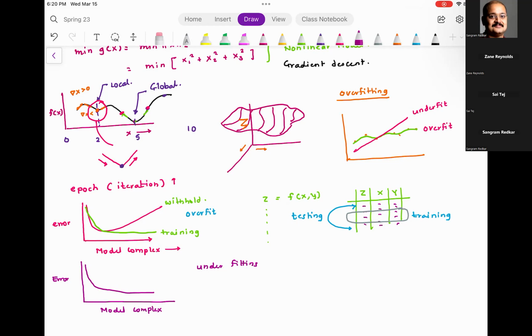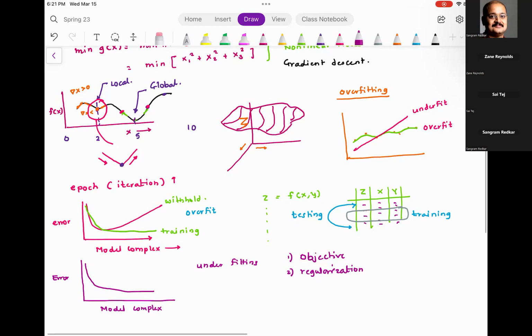Now, objective function, what we are trying to optimize, are we optimizing with respect to cost? Are we optimizing with respect to time? Or what is our aim? So objective function and also the regularization. Those are two important parameters or important decisions that the engineers have to make before we try to solve the problem.